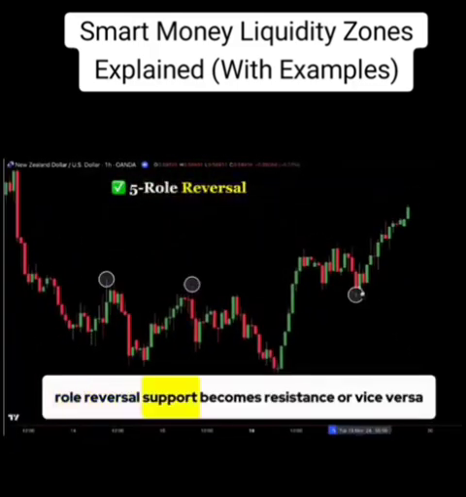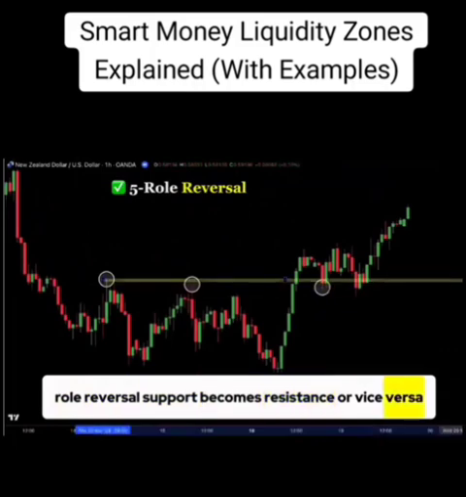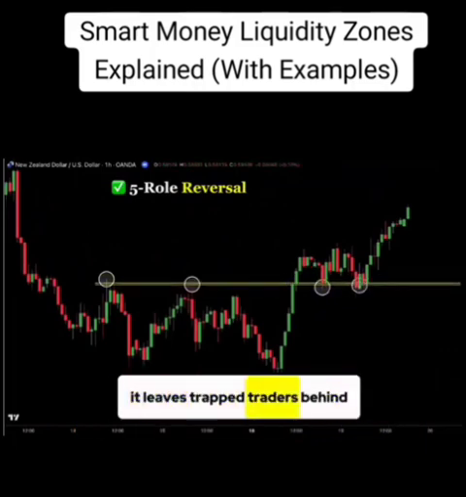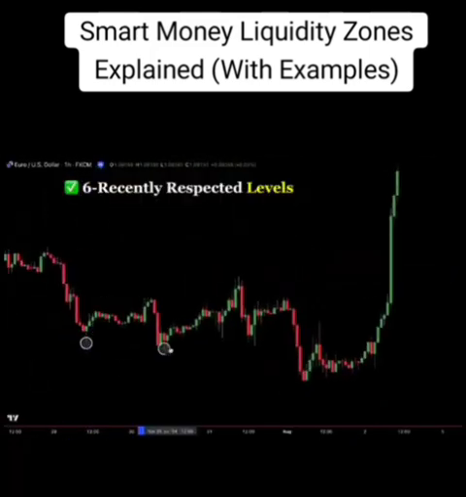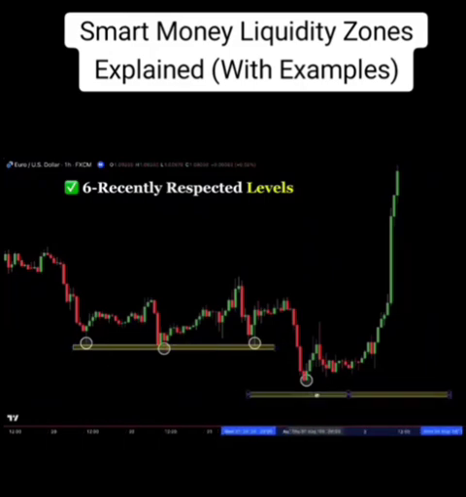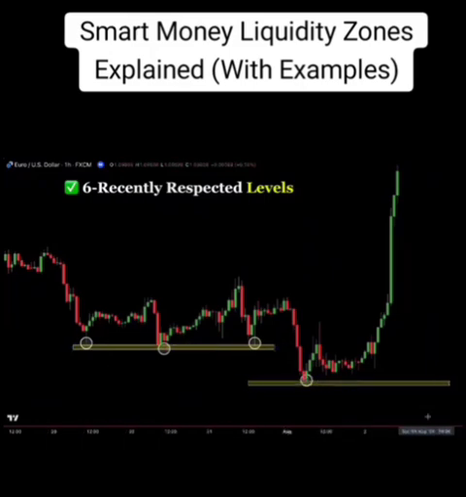Role reversal. Support becomes resistance, or vice versa. When a level flips roles, it leaves trapped traders behind, adding more stops and more opportunity. Recently respected levels. Focus on zones that were tested or formed recently. Fresh levels reflect current market sentiment and are more likely to attract liquidity. You don't need all 6, but the more a level checks off, the more powerful it becomes.